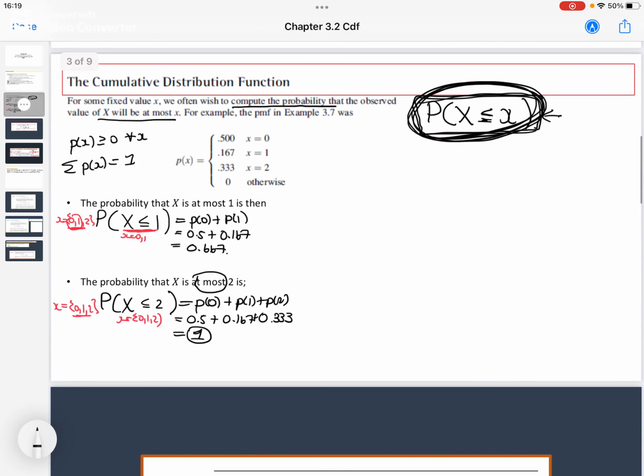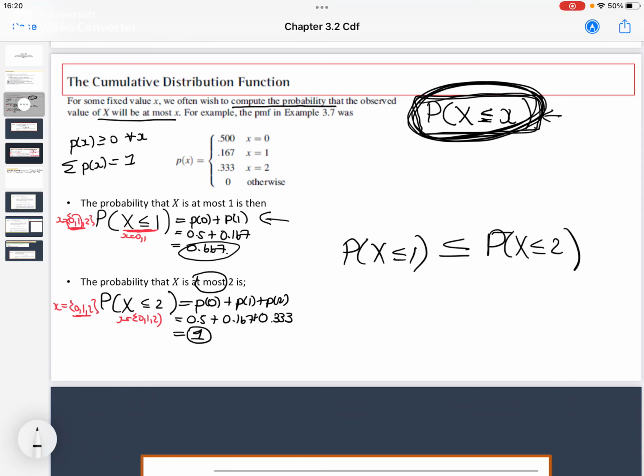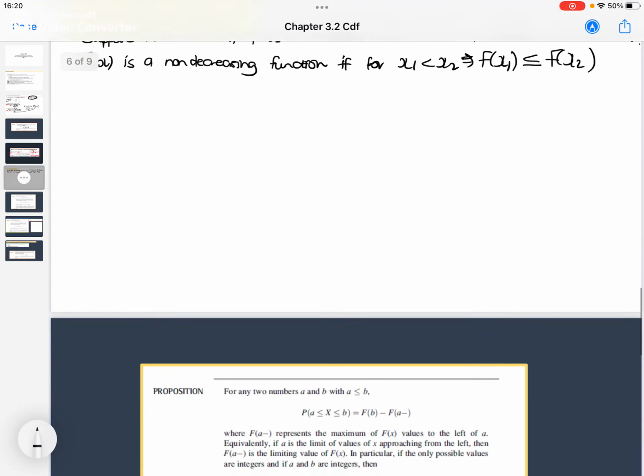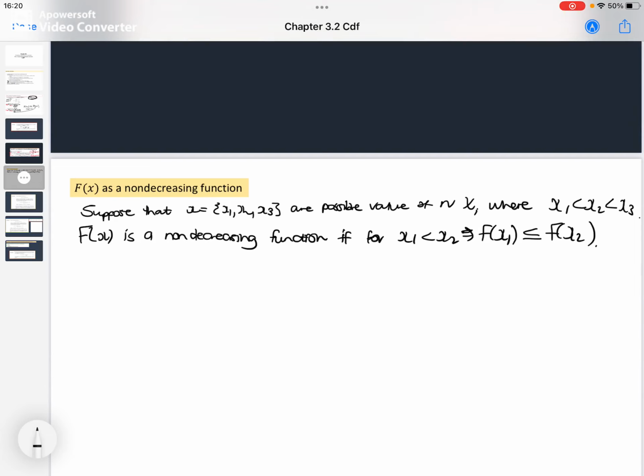If you look at the previous example, the probability that X is less than or equal to 1 is equal to 0.667. This probability is less than the probability that X is less than or equal to 2, where that probability is 1. So 0.667 is less than 1. Now how can we prove it?